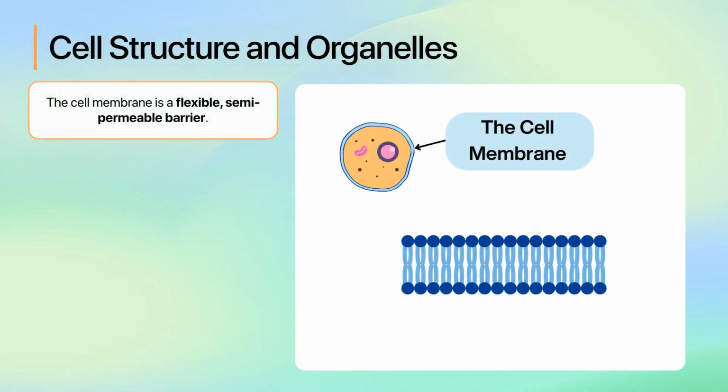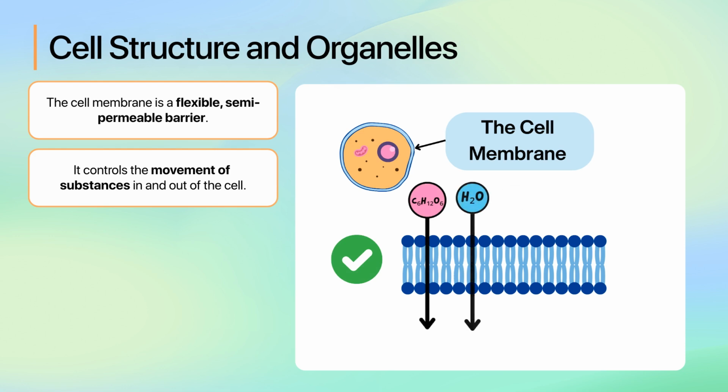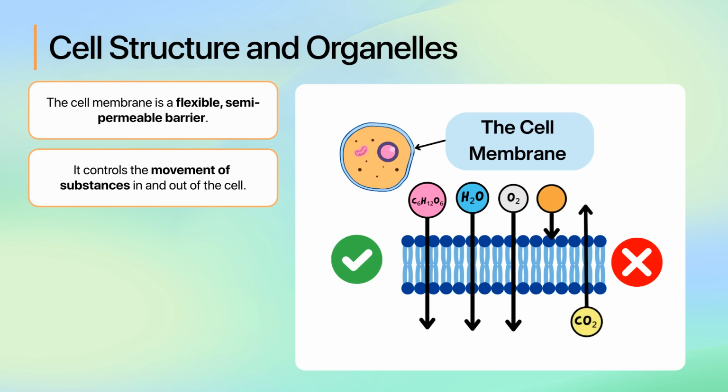Let's move on to the cell membrane. The cell membrane is a flexible, semi-permeable barrier that surrounds the cell. It controls the movement of substances in and out of the cell. It allows essential nutrients like glucose, water, and oxygen to enter, while preventing harmful substances from coming in and ensuring waste products such as carbon dioxide are expelled.